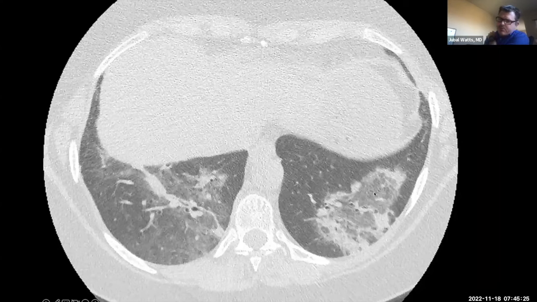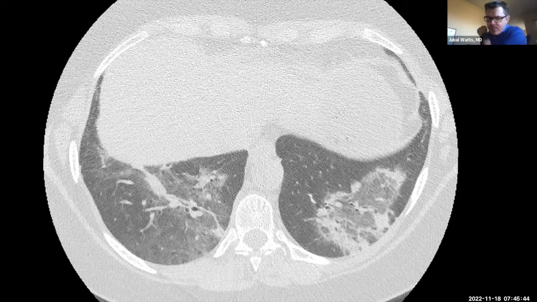And a lot of people call it the atoll sign because it can look kind of like a coral reef, with the ocean in the middle and the coral around the outside. So the atoll sign, or the reverse halo sign. And it is a pattern you see in organizing pneumonia. It's actually how the process kind of clears. It clears centrally and spreads out.